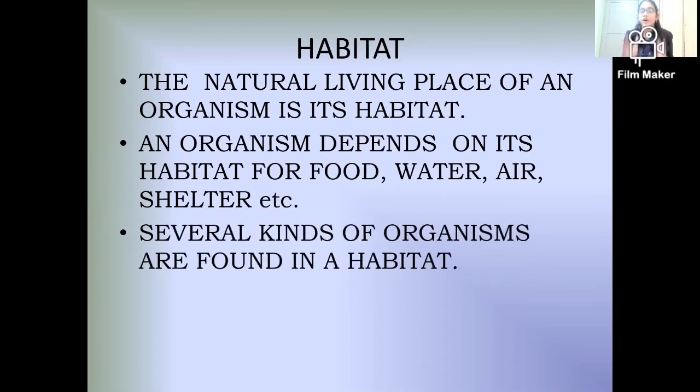Now, several kinds of organisms are found in a single habitat. There cannot be only one organism in each habitat, because on land also we can find many organisms living. So yeah, let's just go with it.